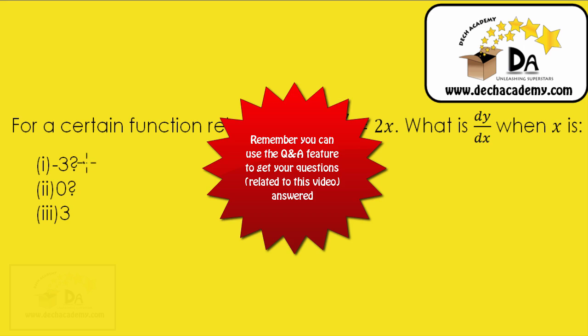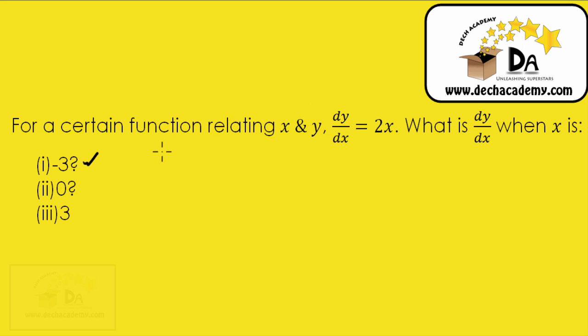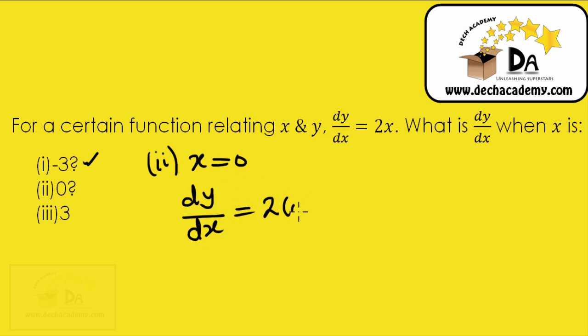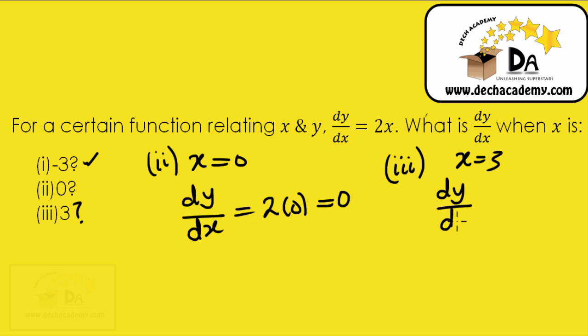In case 2, x is 0. What is dy dx when x is 0? Dy dx is equal to 2x. Since x is 0, it's 2 times 0, which is 0. So when x is 0, dy dx is 0. I'll do case 3 quickly. In case 3, x is 3. So we need to find dy dx when x is 3. Dy dx is 2x, so dy dx is equal to 2 times 3, which is equal to 6.